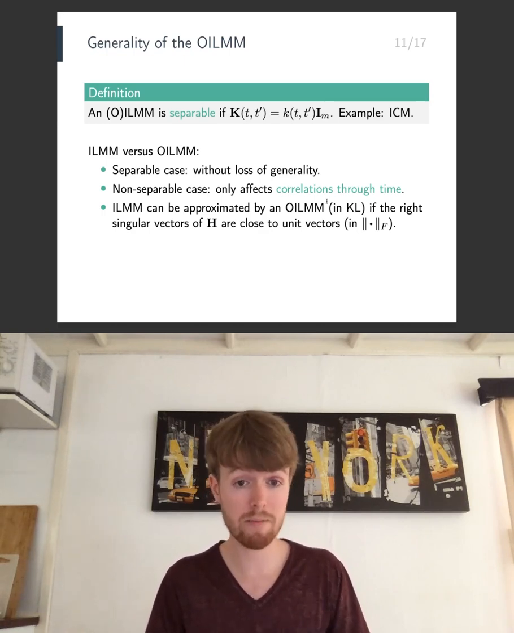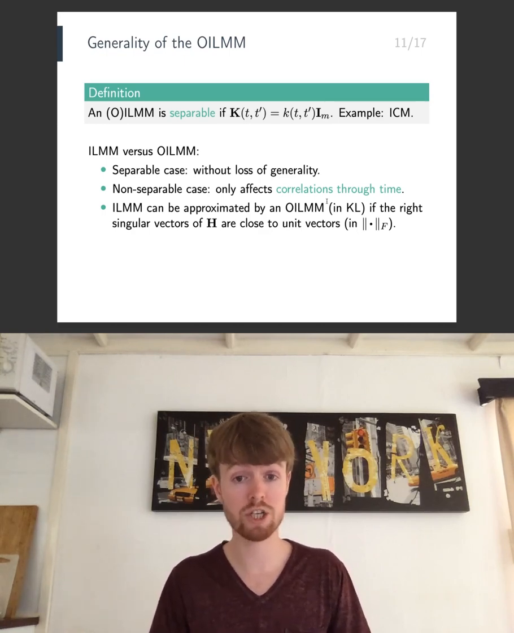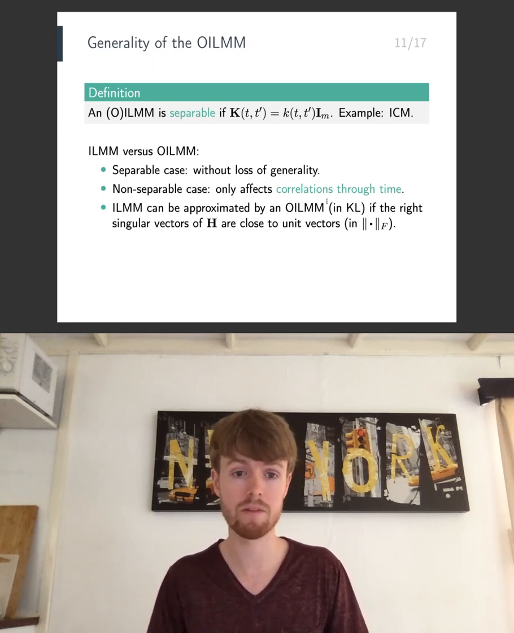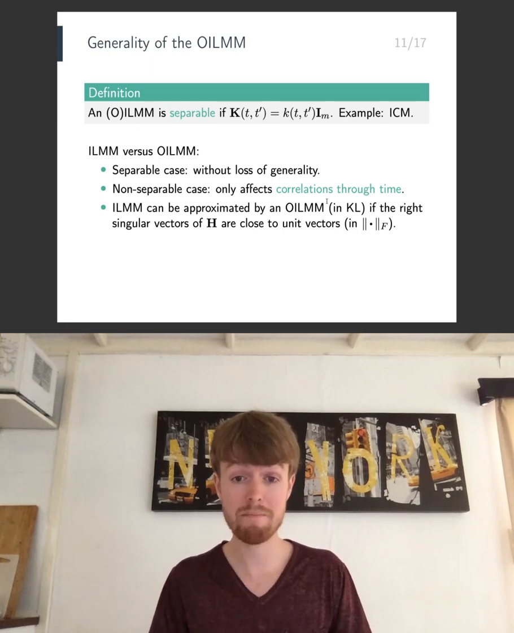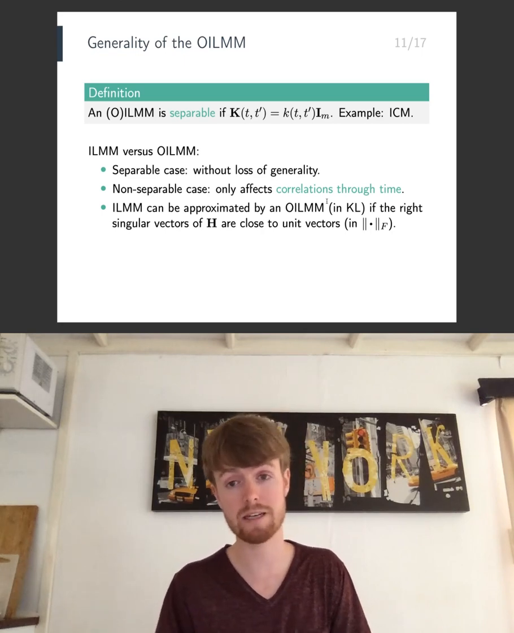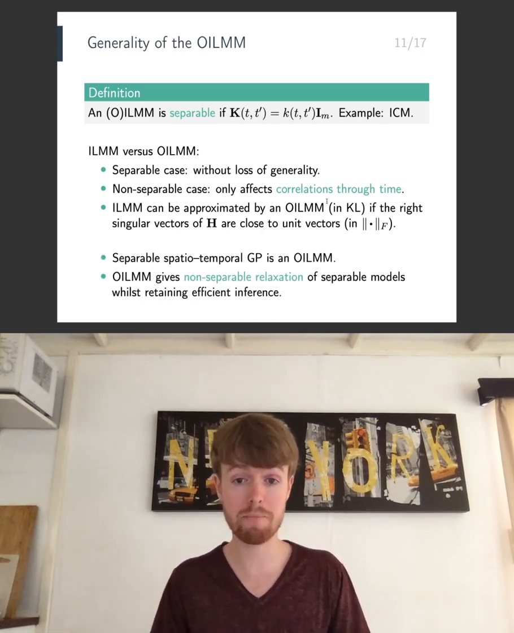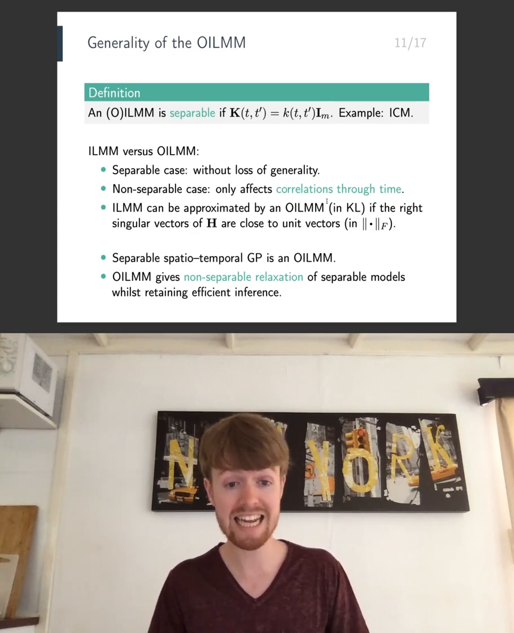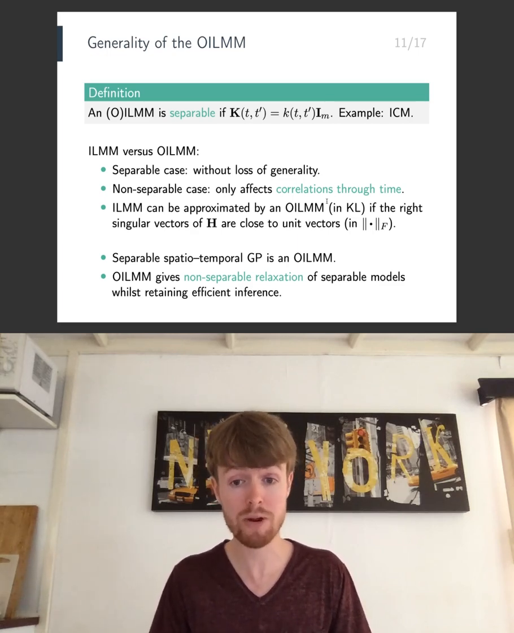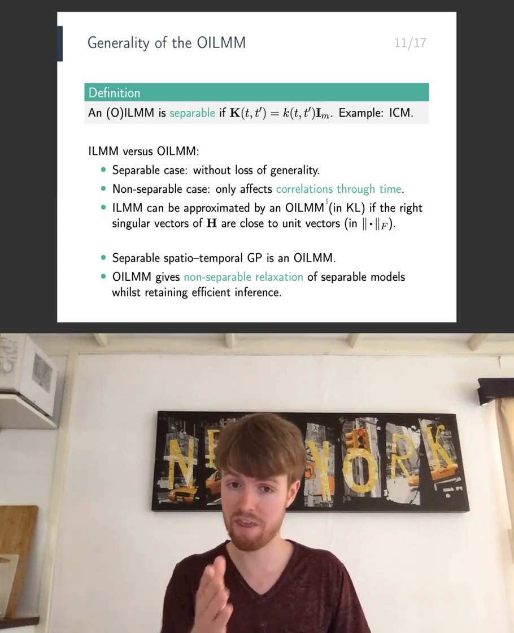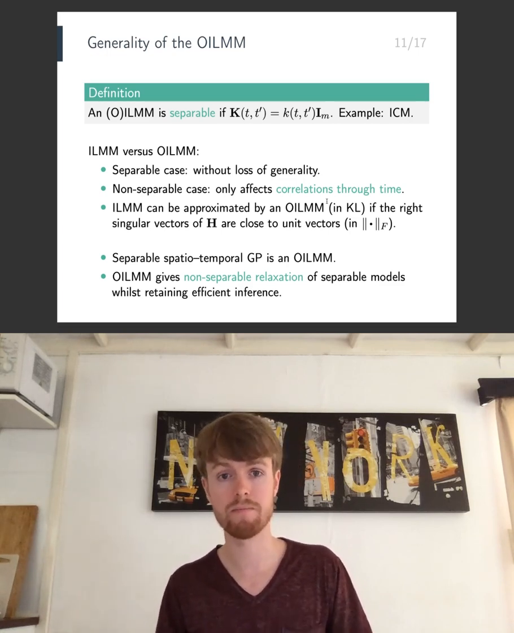And even in the non-separable case, the spatial correlations are still fully general, but the correlations through time are affected. In general, an ILMM can be approximated by an OILMM if the right singular vectors of the bases are close to unit vectors. It is worthwhile to point out that separable spatiotemporal GPs are OILMMs, and that the OILMM gives non-separable relaxations of separable models whilst retaining efficient inference, and this, I think, is really cool.